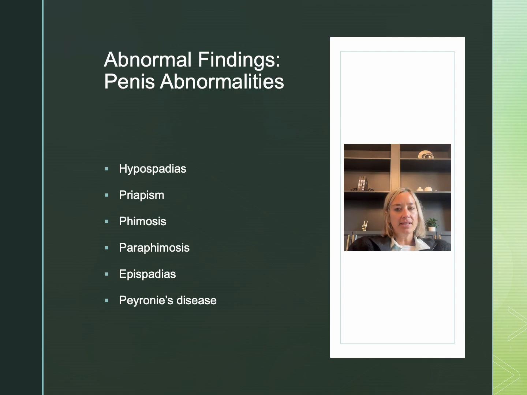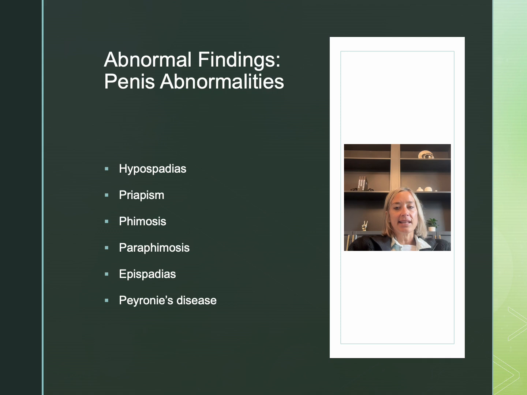In paraphimosis, the retracted foreskin can't be returned to its normal position, which can cause swelling and pain. This is a urological emergency because it can restrict blood flow to the glans. Epispadias is a rare congenital abnormality. This is the opposite of hypospadias. In epispadias, the urethral opening is located on the upper side of the penis. This can be associated with other structural abnormalities, and it might require surgical correction.